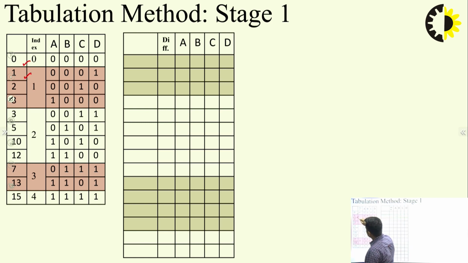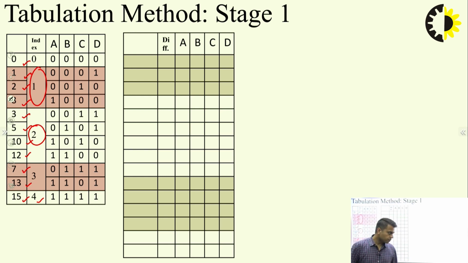So this is how we have arranged these min terms: 0, 1, 2, 8, all three having index 1, then the terms with index 2: 3, 5, 10, 12. From their binary representations you can see they have index 2. Then the terms with index 3: 7 and 13. 7 is 0 1 1 1, 13 is 1 1 0 1. Then 15, which has 4 ones, 1 1 1 1. This is the first table, prepared by arranging the min terms in increasing order of their index.